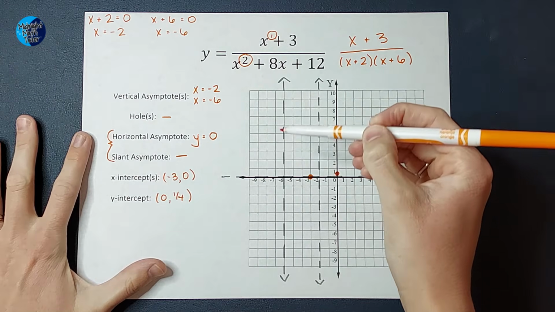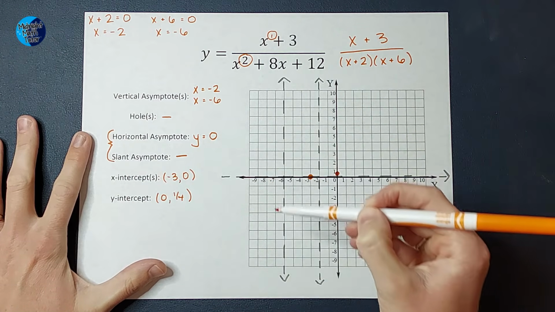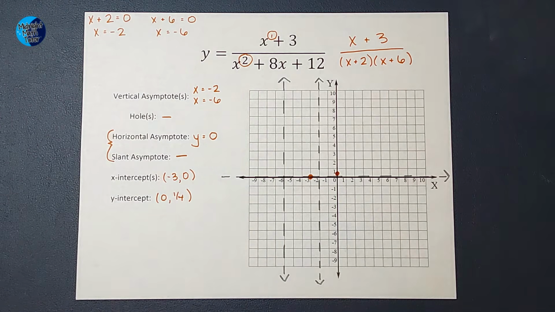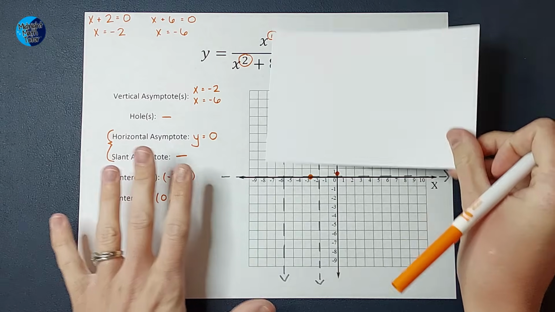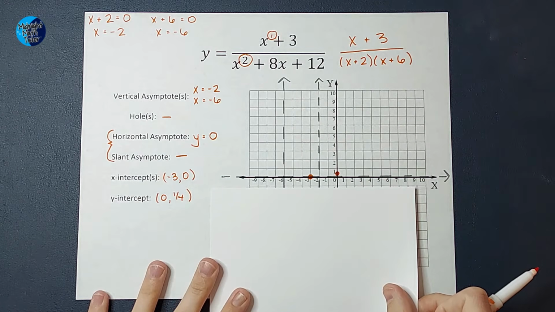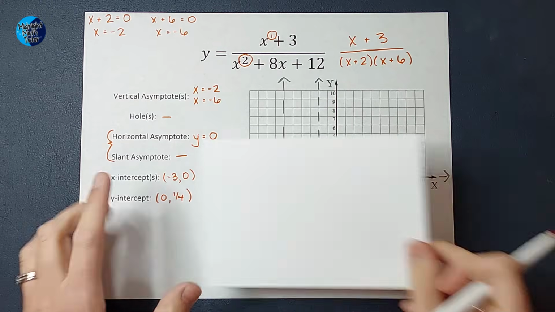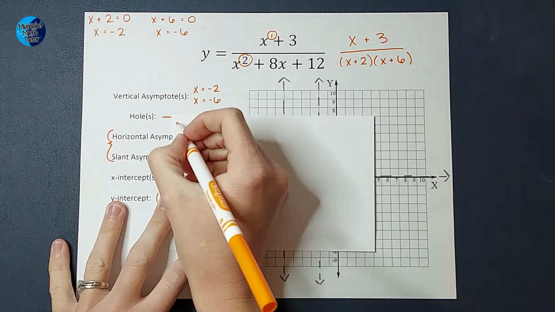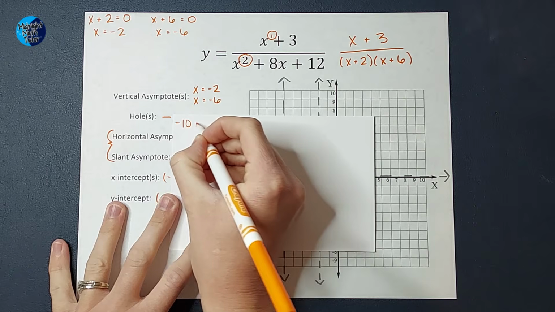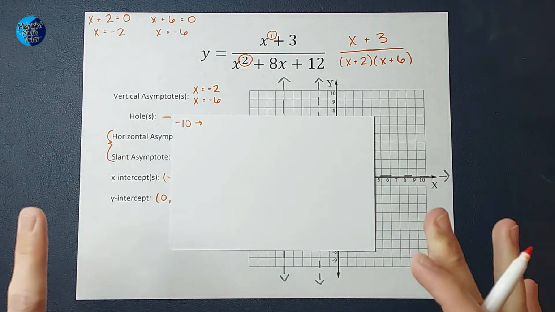That'll tell me if my graph goes like this or like this. So we're going to do what's called sign analysis. If you don't like this, like I already said, pick a point, plug it in, get the actual number. But we're going to do this sign analysis way. So let's just go ahead and pick -10. So if I plug in -10 here, and I'm just worried about the signs.